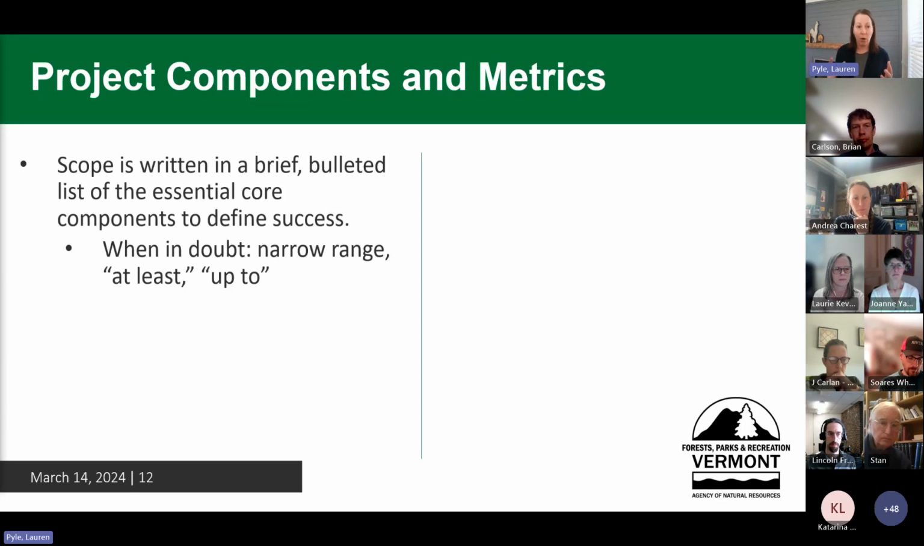For the project components, what we're doing behind the scenes is taking your applications and work plans and trying to translate them into a brief bulleted list of the essential core components of what success for your project looks like. When you do these things, you will be done. That's what we're trying to do, create that finite list. We like to put numbers with it as much as possible, because we can say, yes, you're building a parking lot with 10 parking spaces, and you're going to install 6 signs and 4 kiosks. So we're going to try to pull that out.